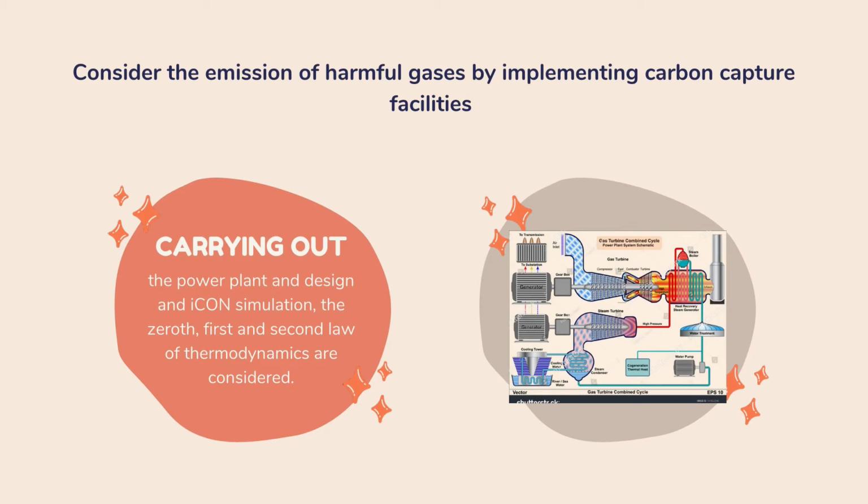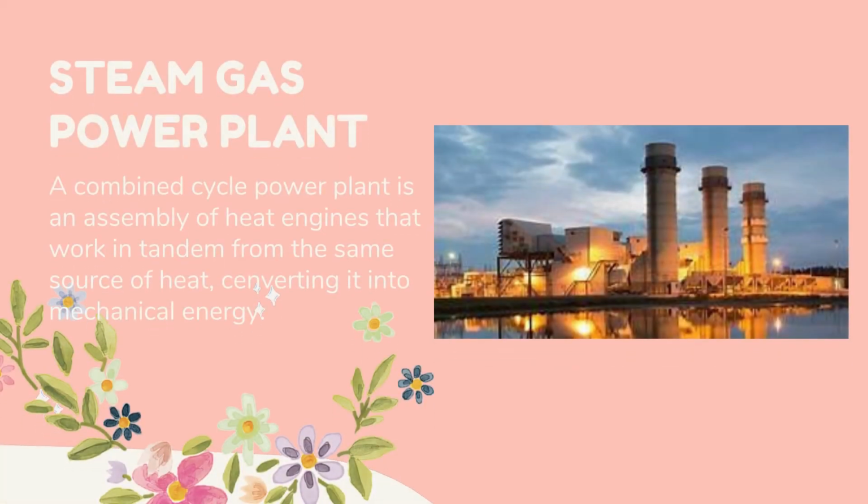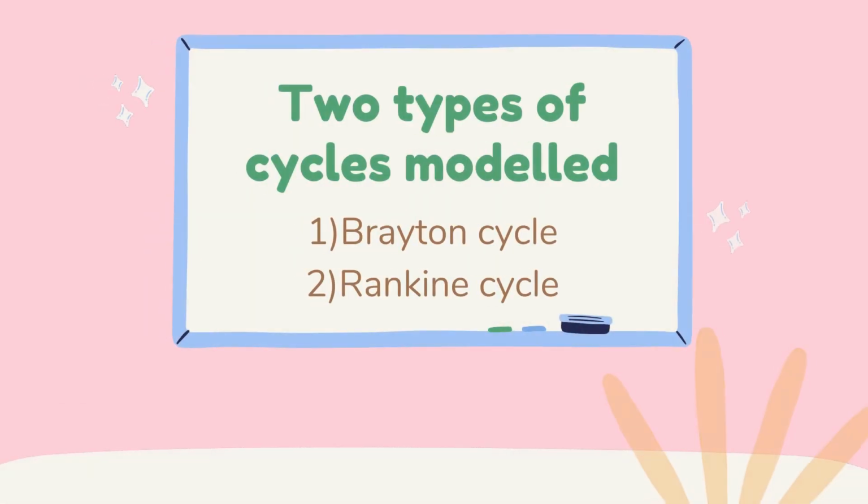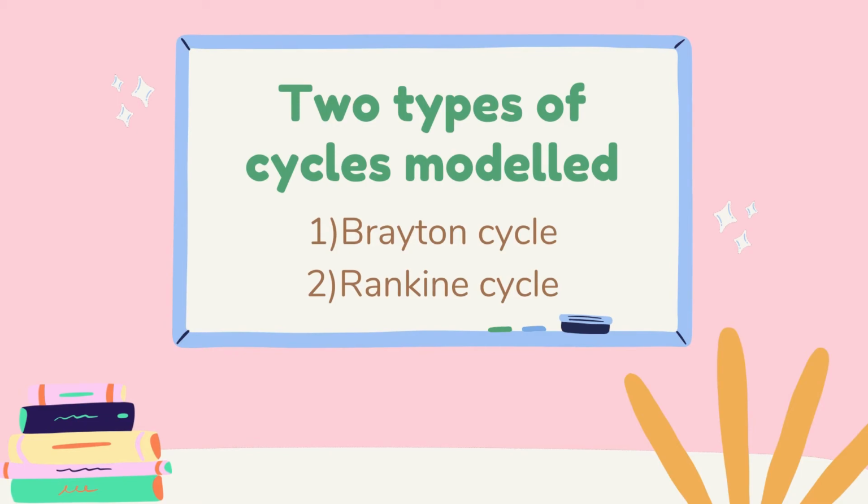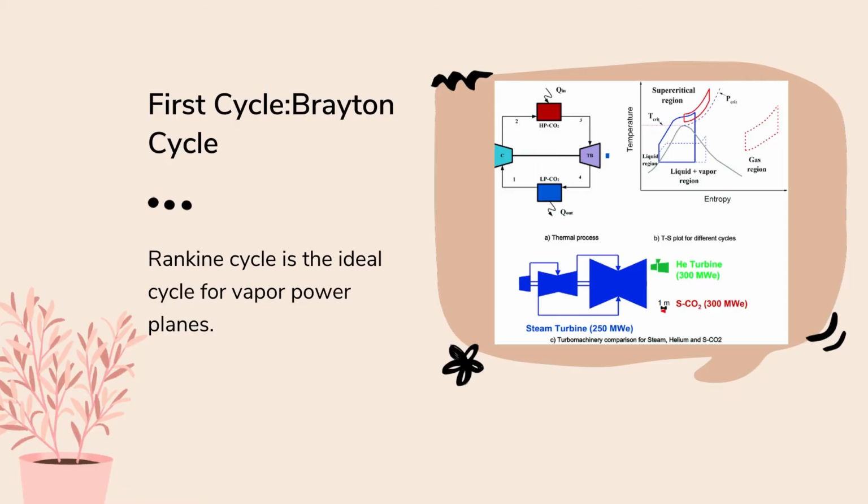At the same time, we also consider the emission of harmful gases by implementing carbon capture facilities so that the construction of the power plant will not lead to severe environmental pollution and will increase the feasibility of the project. In this project, we focus on the gas-steam power plant. In this combined gas-steam power plant, there are 2 types of cycle model. The first cycle is the Brayton cycle.